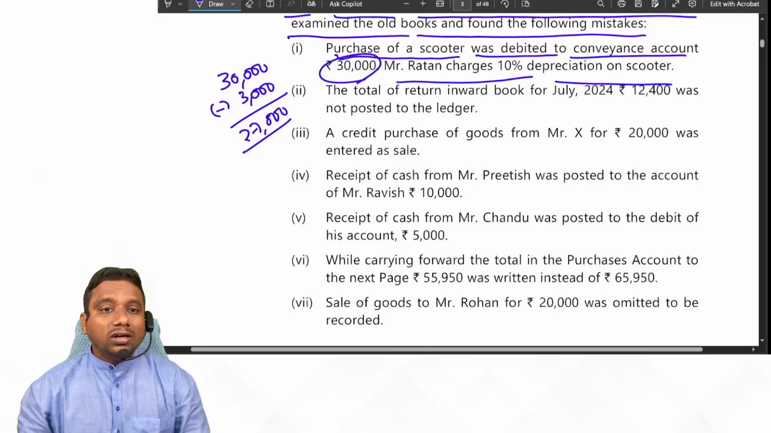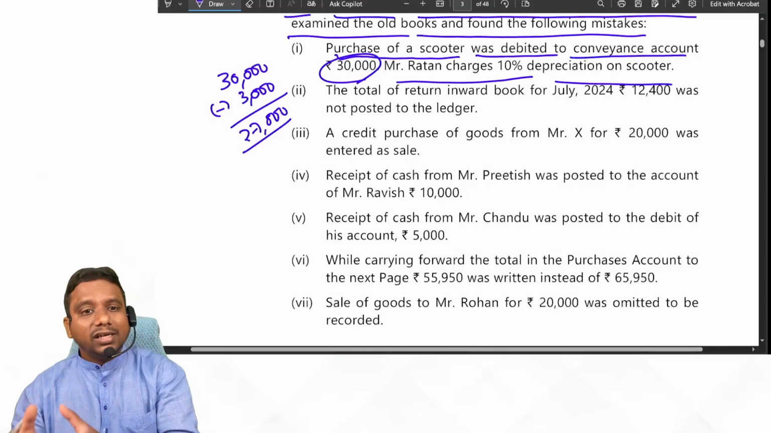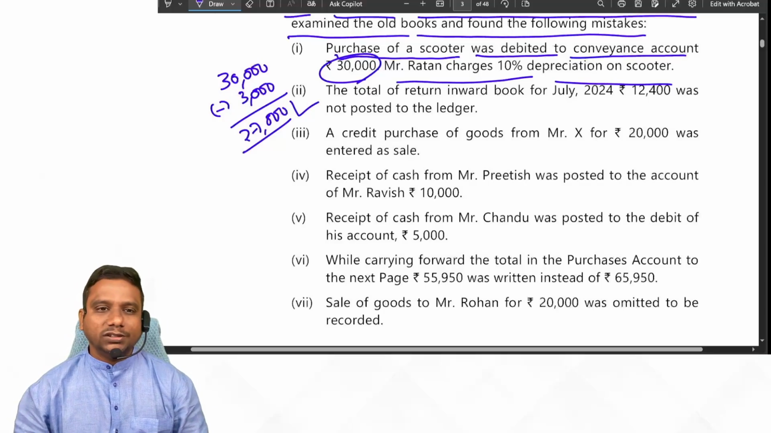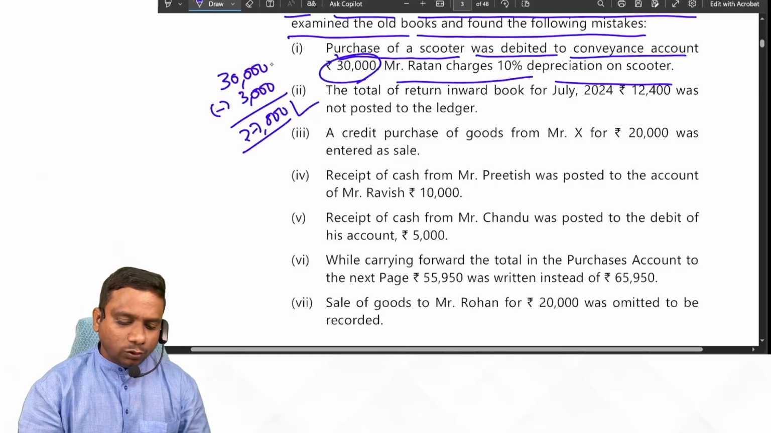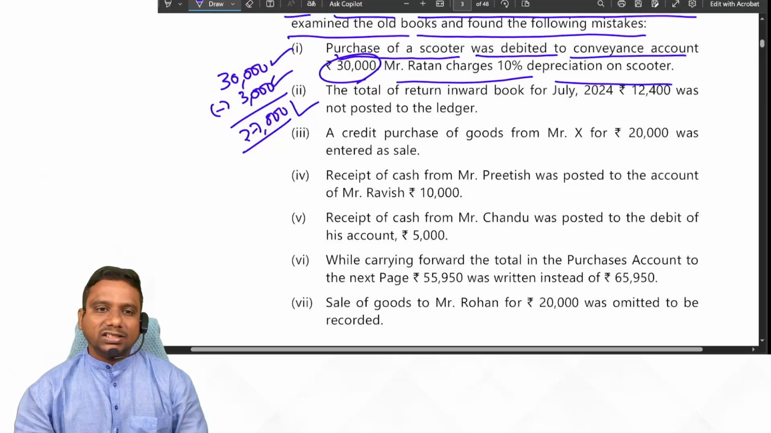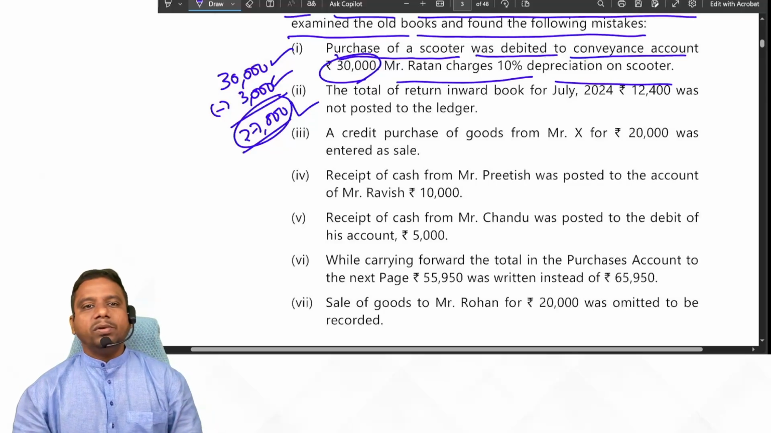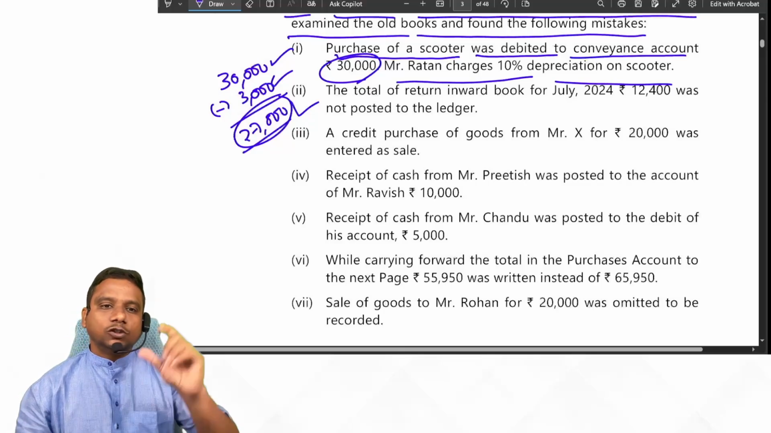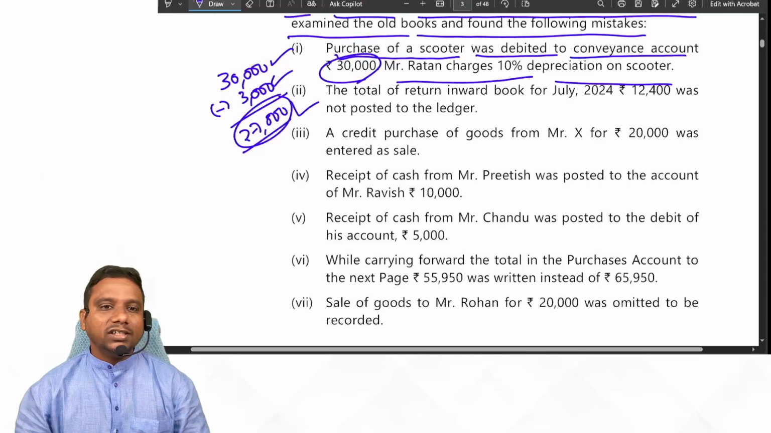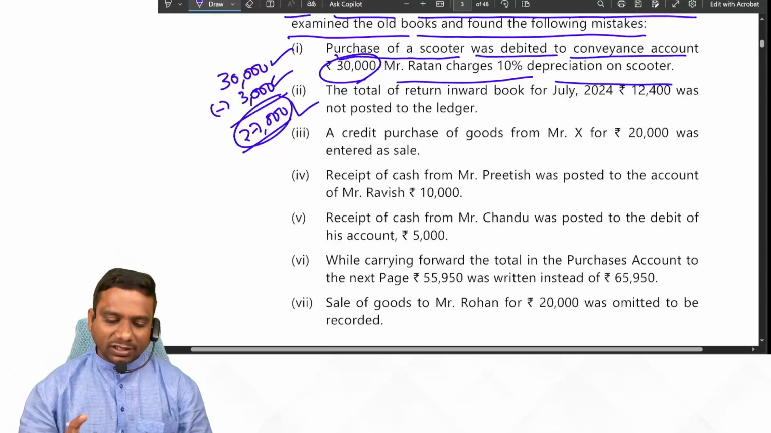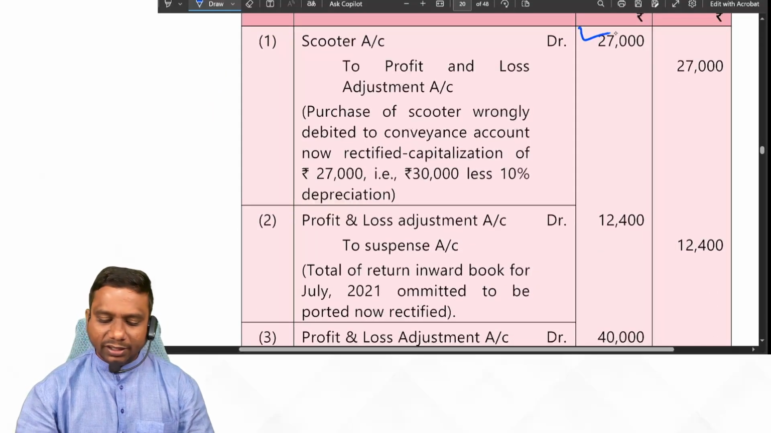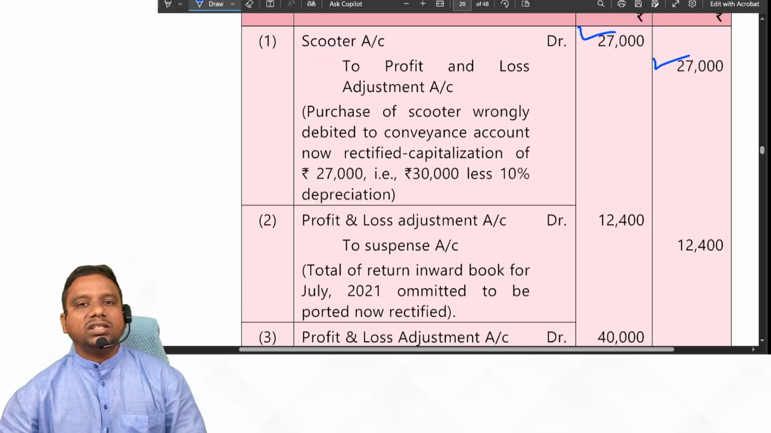Now, when you are rectifying the same in the next financial year, we bring the scooter at 27,000 rupees, not at 30,000. Because if you debit 30,000 rupees, again you have to charge 3,000 rupees depreciation for the last year. So what we do, we debit directly 27,000 rupees to scooter account and credit conveyance account 27,000. But in the place of conveyance, we use profit and loss adjustment account. Okay, students. So scooter account debit to profit and loss adjustment account 27,000.